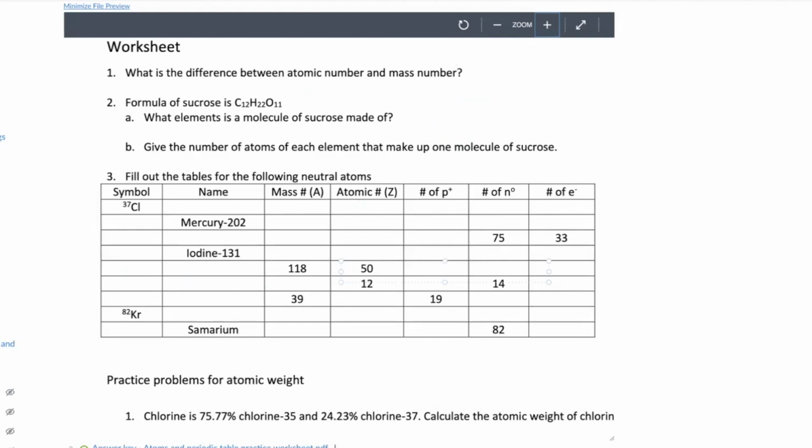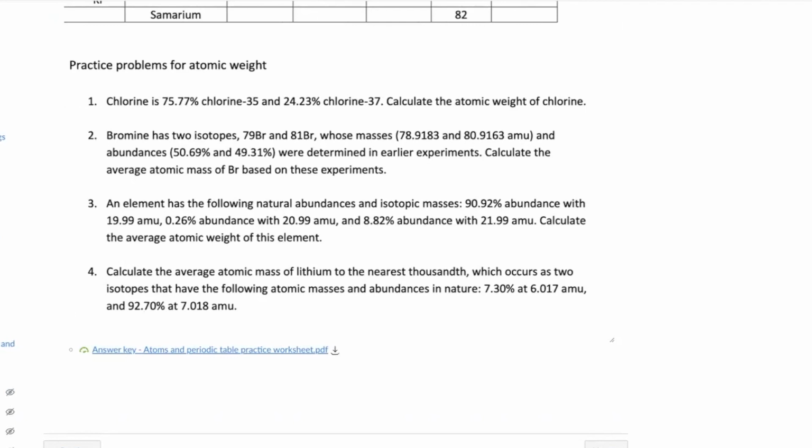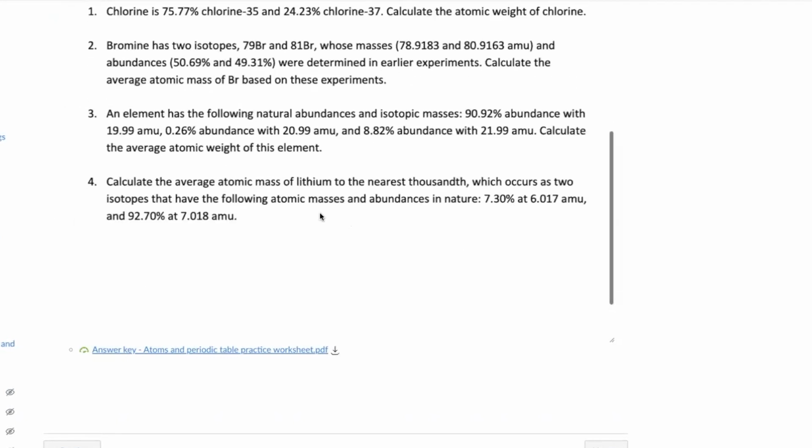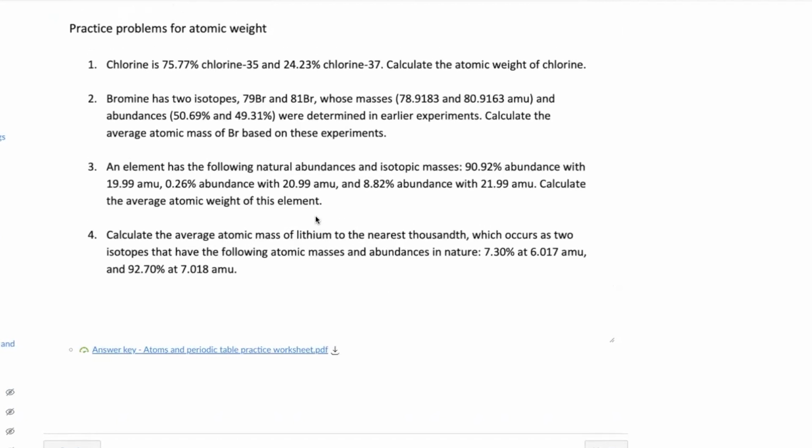So moving down, you have a few questions over here. These are the questions to calculate the atomic weight. Let's do one of these. Let's do the bromine over here. Bromine has two isotopes, bromine-79 and bromine-81, whose masses are over here and abundances are given over here. Calculate the average atomic mass of bromine based on these experiments. So let's do that.